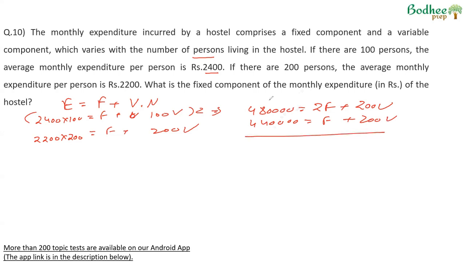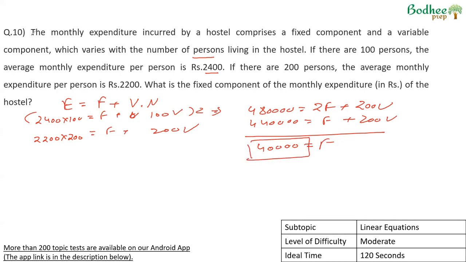Simply take the difference of these two. 40,000 is equal to F, and that becomes my answer. Fixed component is 40,000 rupees. Again, not a very difficult question, it's just that this is direct relation as opposed to direct variation. So we'll have to form an equation and then go about it. Overall, I think 2 minutes is good enough to answer the question.